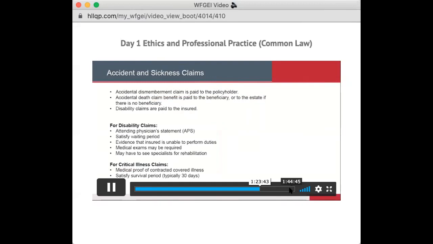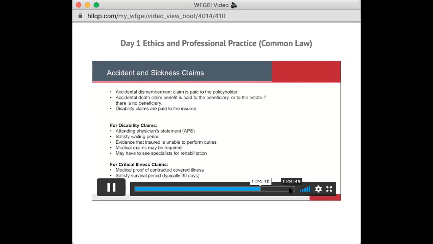Because remember, that person is still alive, obviously, so the dismemberment portion... The death portion, of course, will be paid to the estate or to the beneficiary. So in other words, in an AD&D situation, the actual death portion is paid to the beneficiary or to the estate, but the dismemberment portion will be paid to the policyholder because obviously they're still alive. Disability claims are obviously paid to the insured because that insured is still alive.